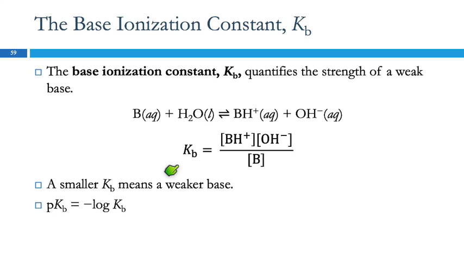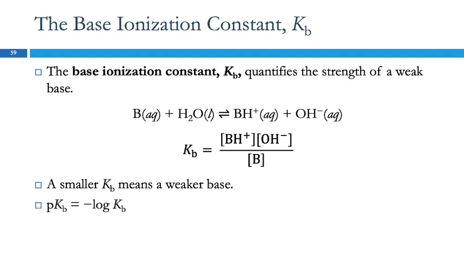And so the Kb is going to be the products divided by the reactants, as usual. And again, water being a liquid doesn't show up in there because its concentration doesn't change. If the Kb is smaller, that means that the base is weaker. The small Kb means not many products are formed, so it doesn't dissociate or ionize very much. A large Kb means we've got a lot of this and it's a stronger base.